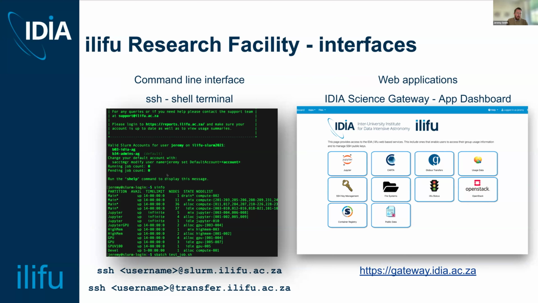So on the left is an example of what terminal access would look like. And the command below the picture is how one would SSH from your local workstation to the Slurm login node, or for example, a transfer node, which is dedicated for transfer activities. So it would be ssh and your username at slurm.ilifu.ac.za, or ssh and your username at transfer.ilifu.ac.za. Once you've SSH'd to ilifu, you can run typical Linux commands to navigate the file system, browse directories that you might have access to, edit files, and submit jobs to the cluster from the Slurm login node.